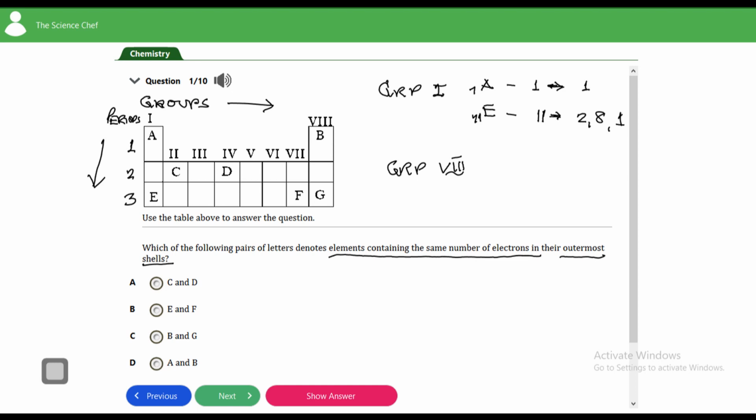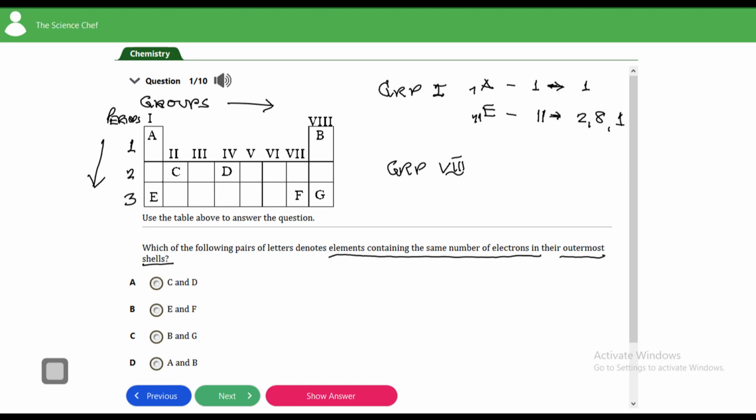Now, we are answering this question based on the letters given to us. Yes, we know that A is hydrogen and E is sodium, but our answers must be based on what is presented to us in the question, right? The letters of the elements given to us in the question. That's what we are using to answer the question.